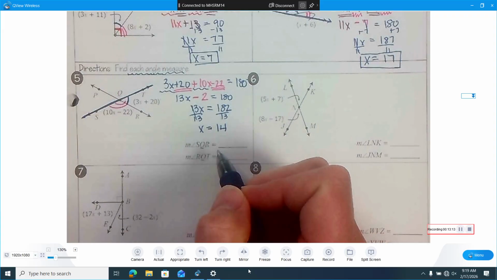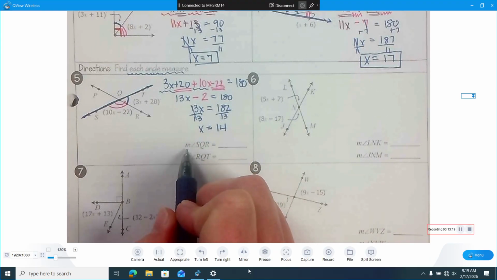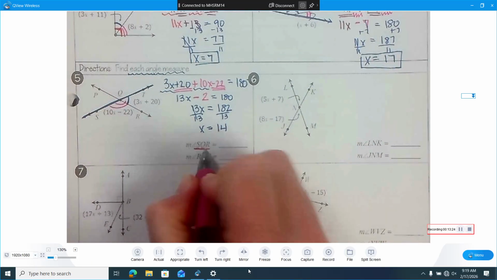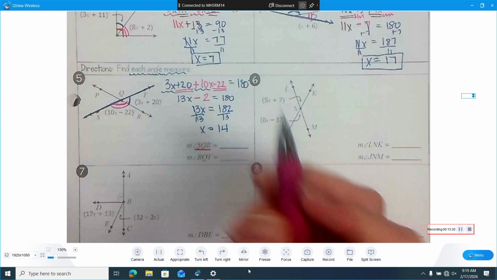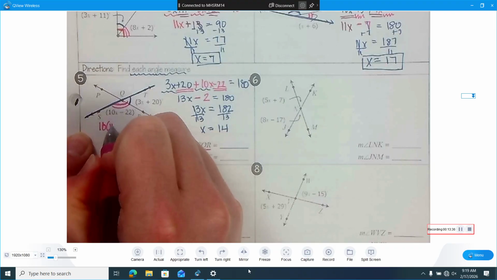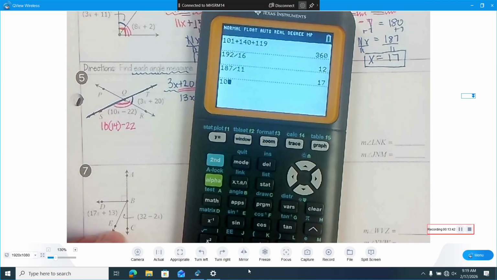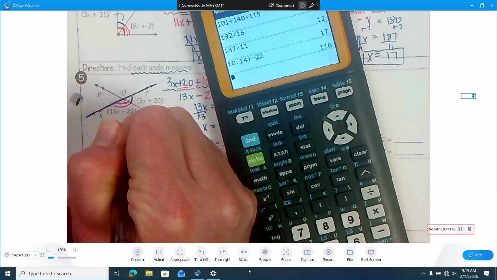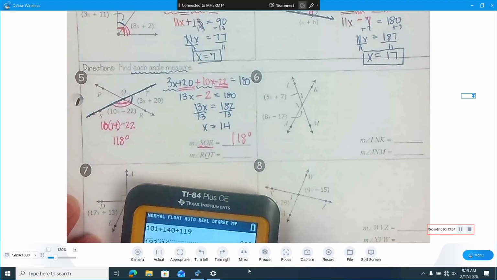Yes, we do. Let's see. So, this first box says find the measure of angle SQR. SQR is right here. This is the pink angle right here. So I'm going to plug in 14. Just underneath I can do it. 10, plug in the 14, and then minus the 22. So I can do that and just plug that right into my calculator. 10 times 14 minus 22, and I get 118 degrees. So that is SQR, 118 degrees.